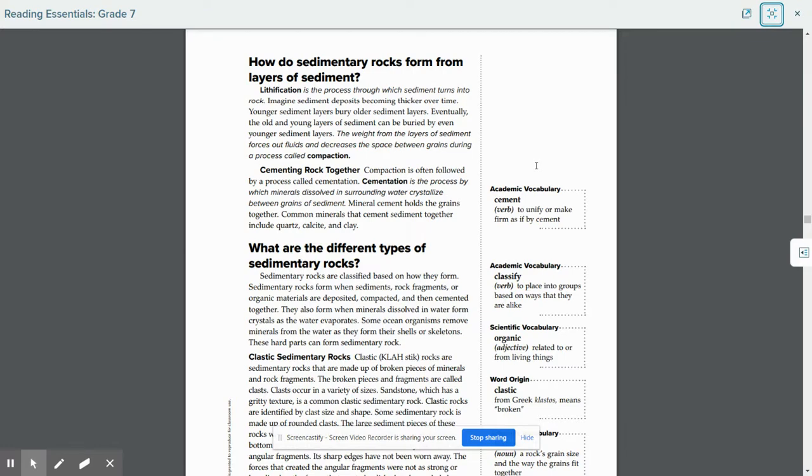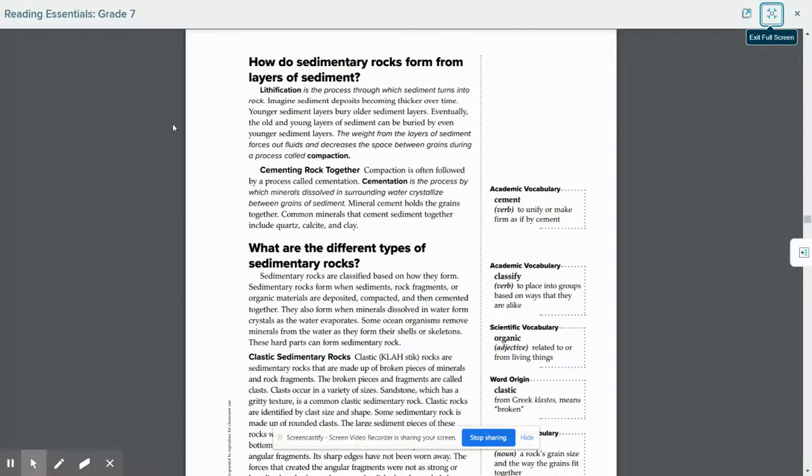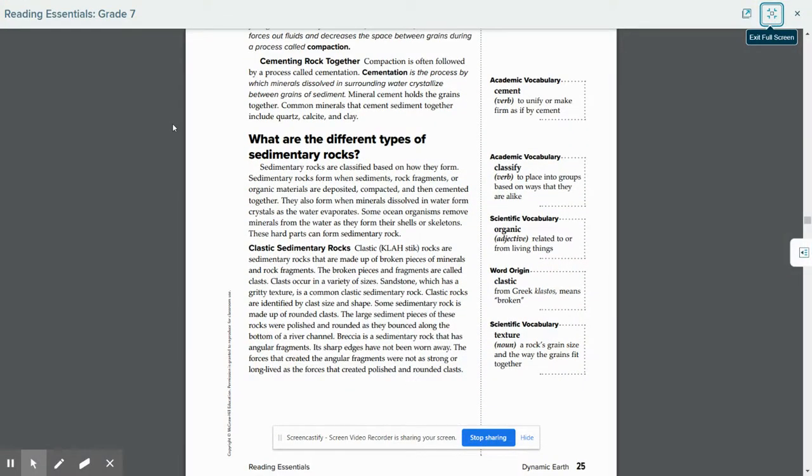What are the different types of sedimentary rocks? Sedimentary rocks are classified based on how they form. Sedimentary rocks form when sediments, rock fragments, or organic materials are deposited, compacted, and then cemented together. They also form when minerals dissolved in water form crystals as the water evaporates. Some ocean organisms remove minerals from the water as they form their shells or skeletons. These hard parts can form sedimentary rock.